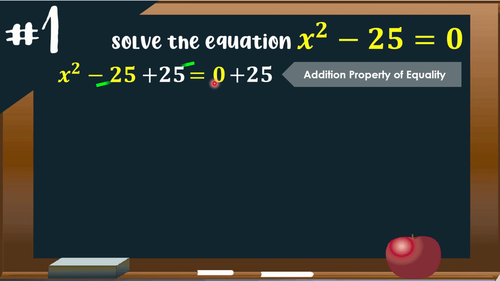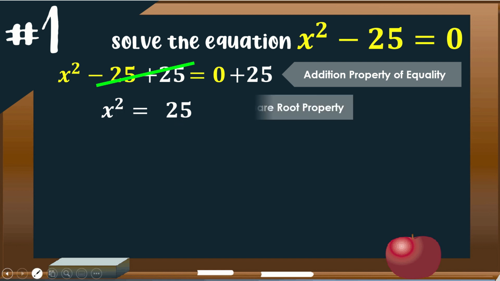Para saan? Para maging 0 yung katabi ni x squared. So, ano na lang po ang matitira? X squared is equal to 25. In this case, we will now use the square root property, wherein we are going to extract the roots for x squared and 25. So, what is the square root of x squared equal to?